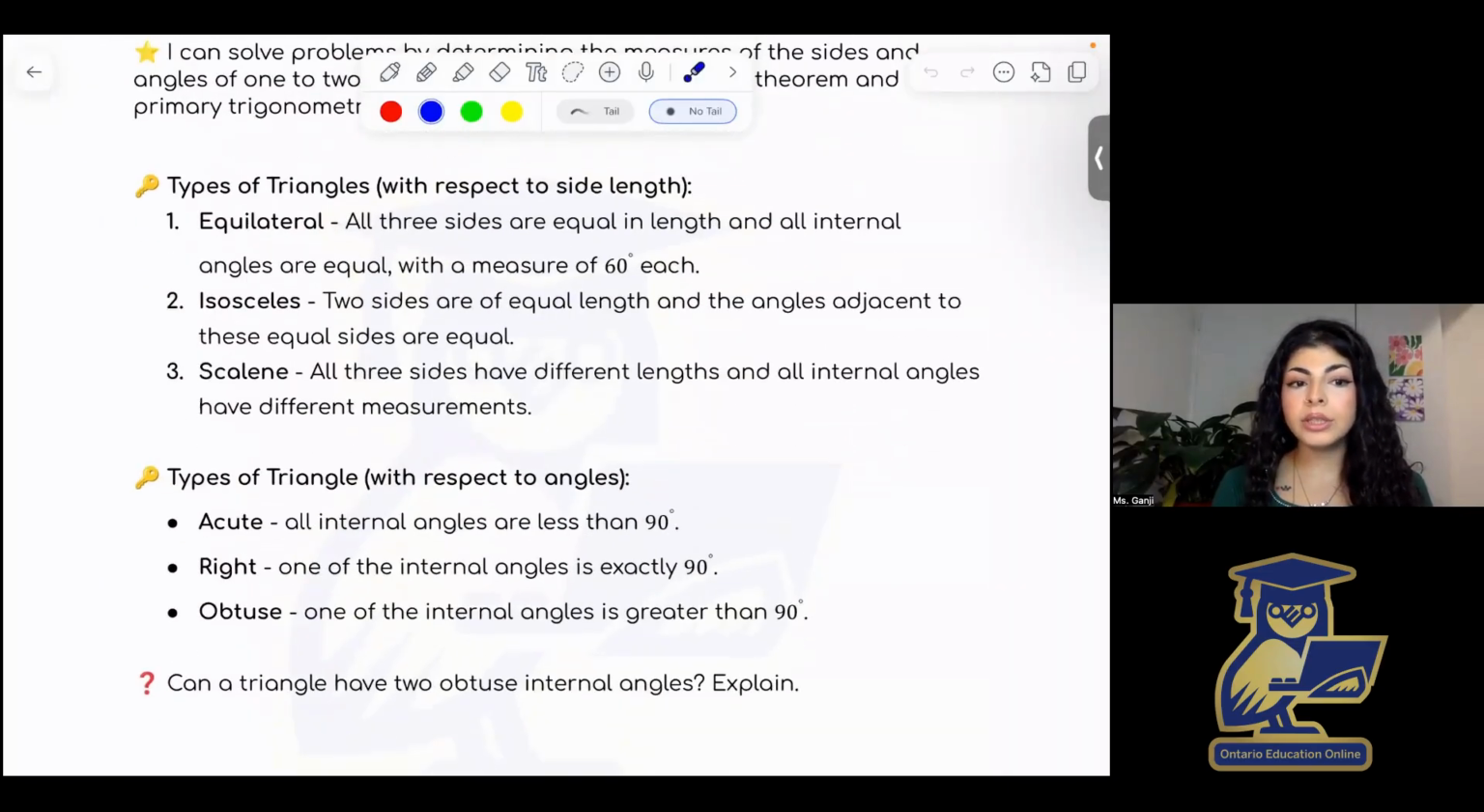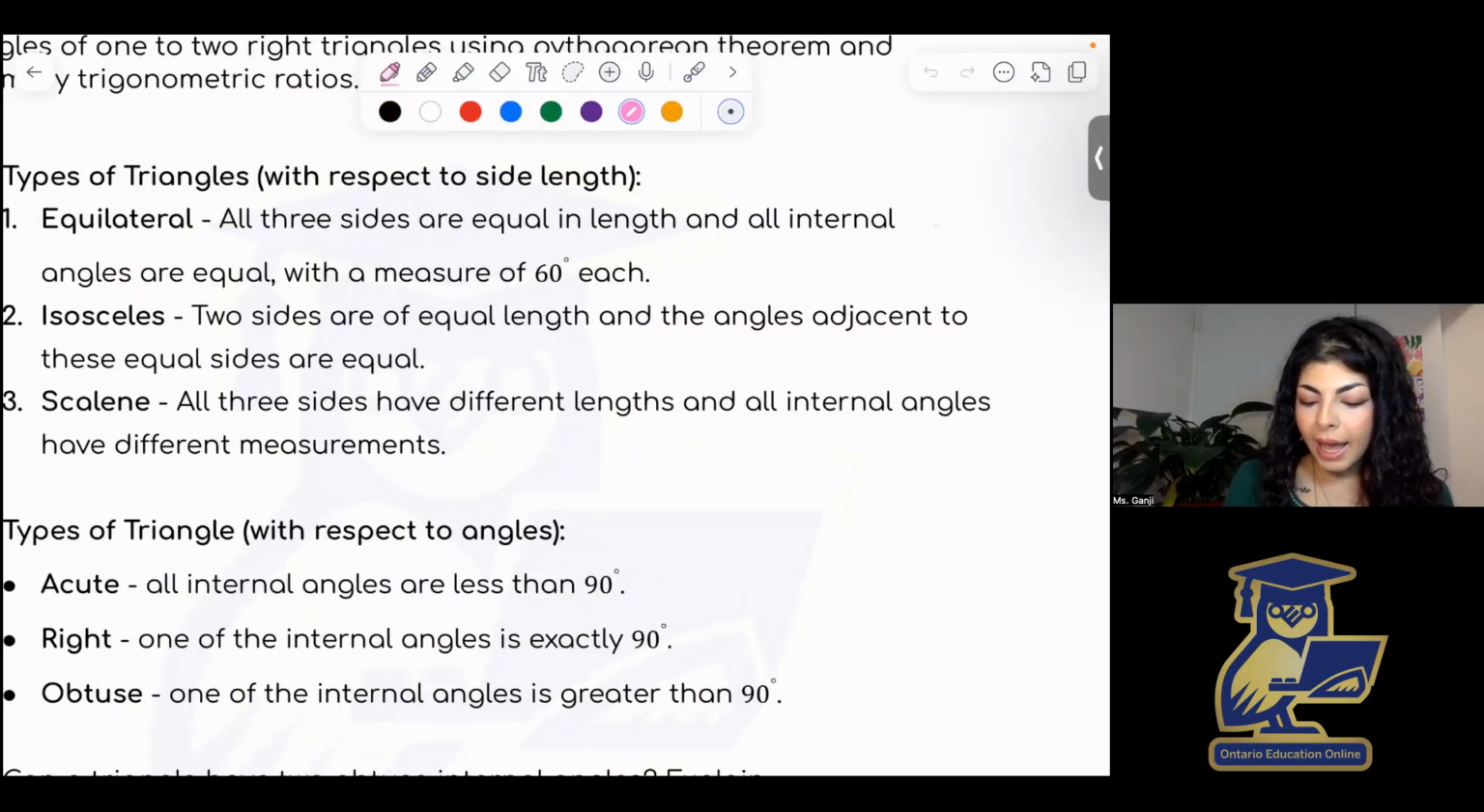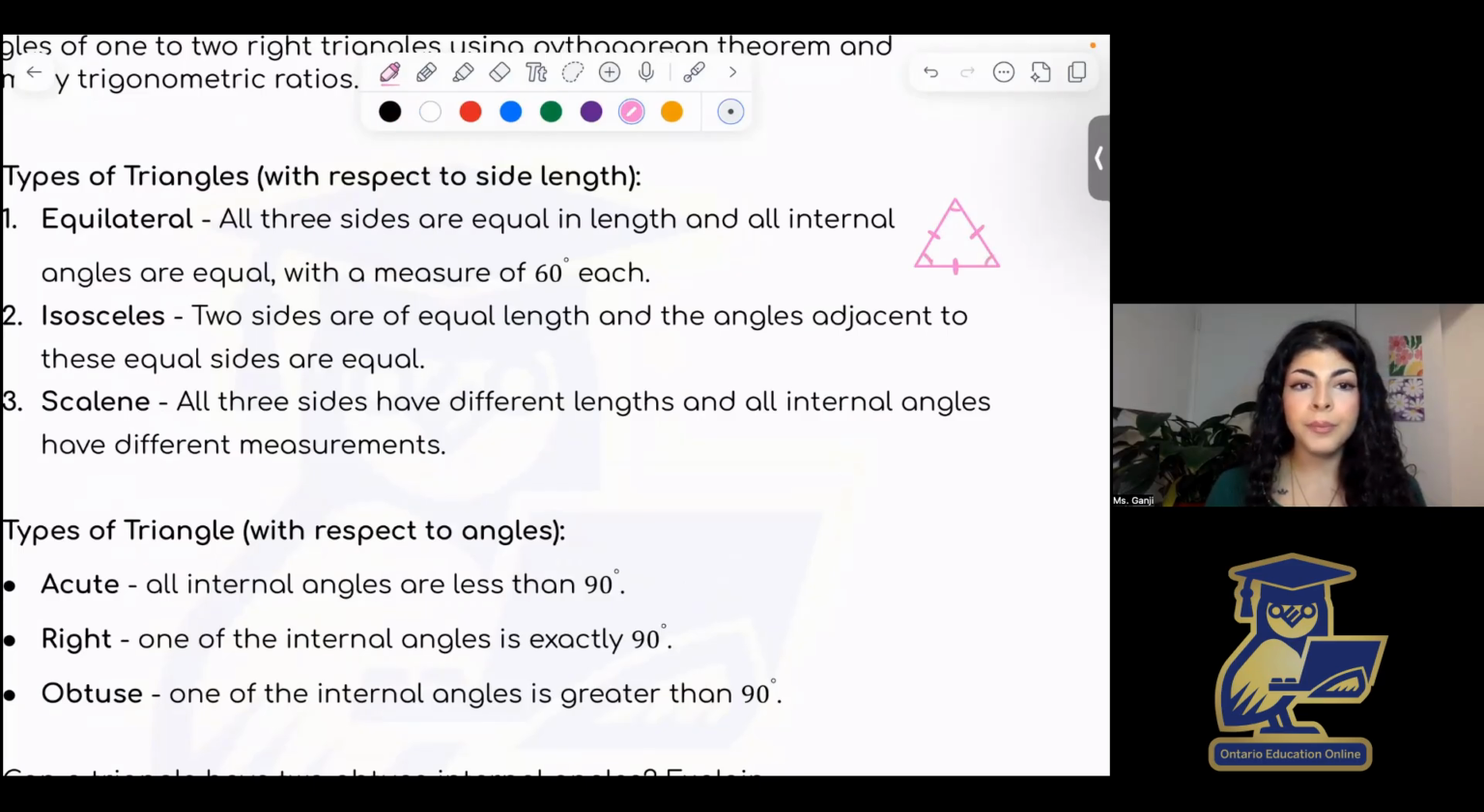So with triangles, you can either classify them based on their side lengths or based on their angles. Based on their side lengths, we can have an equilateral triangle, which has all three sides equal in length. And when we have such a triangle, consequently, the angles are also the same and each angle will be 60 degrees. When we draw this triangle, the side lengths are shown to be equal, and the angles are shown to be equal as well.